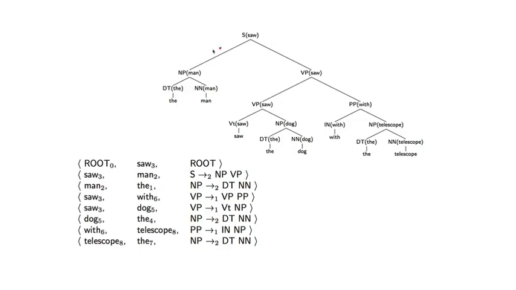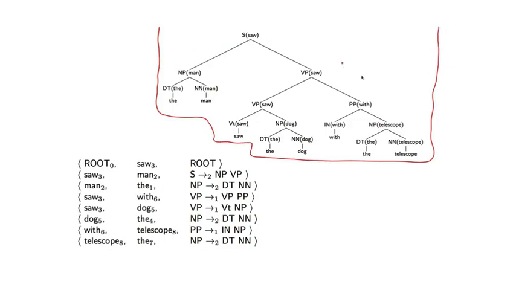So let me again take this tree, the man saw the dog with a telescope. This could be a gold standard tree, or it could be the output from a lexicalized PCFG parser. And again, we see that the non-terminals are all lexicalized. And the key idea is going to be that we can convert a tree to a set of dependencies. And let's see how we do this.